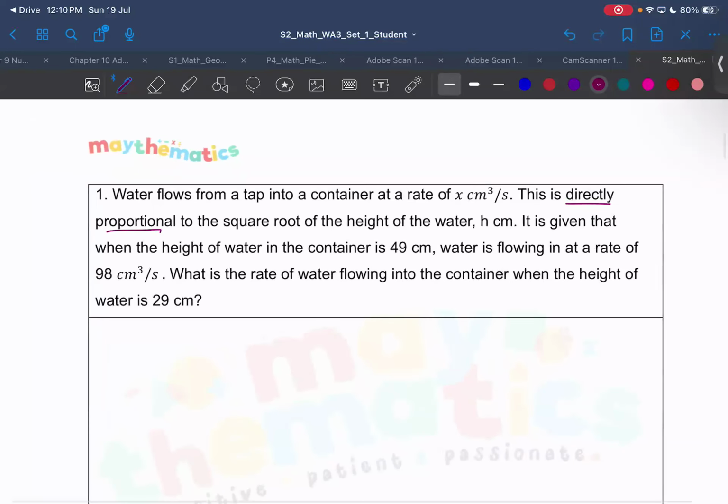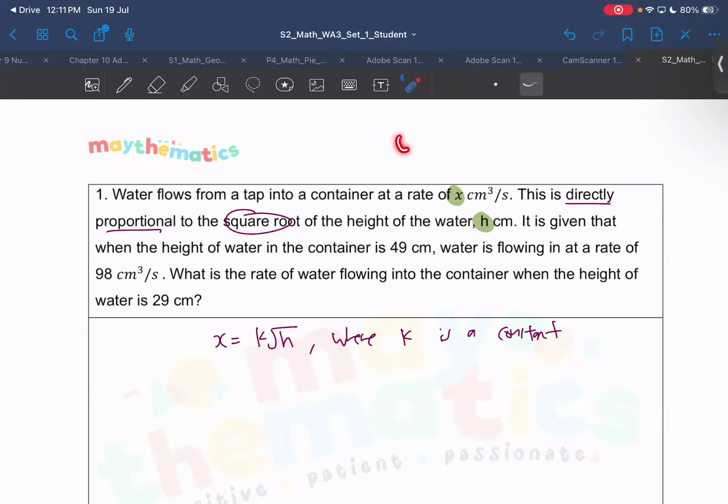Okay, come look at this question. I have X, I have H. What would be my general formula for direct proportion? Who revised already? Shin Mei, what's your equation for direct proportion? X equals to K. Very good, but read the question. It's square root H. So where K is a constant. Go and revise. For direct, it's always Y equals to KX, but Y and X will depend on your question.